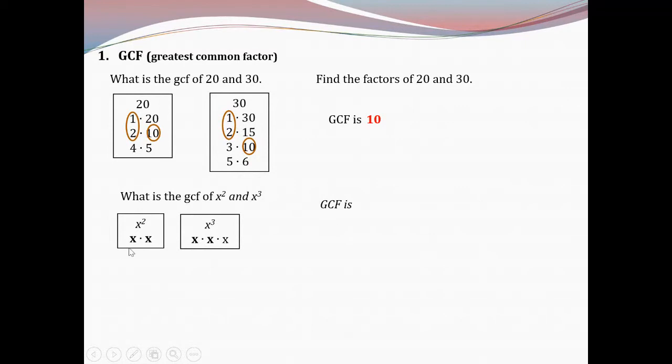So then what's the GCF? How many do they have in common? They have in common 1, right? They have in common 2. So the GCF will be x squared.